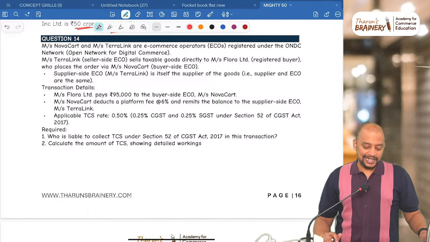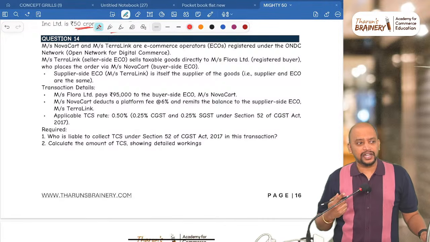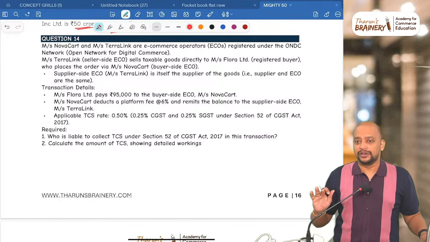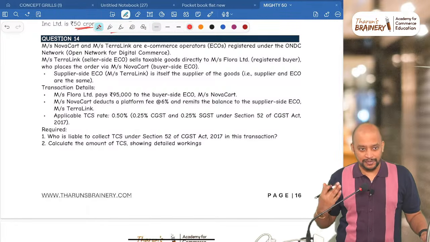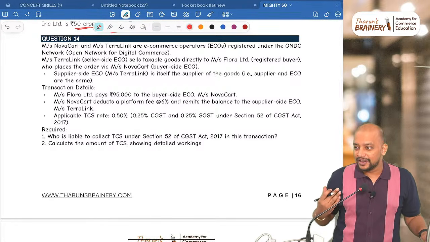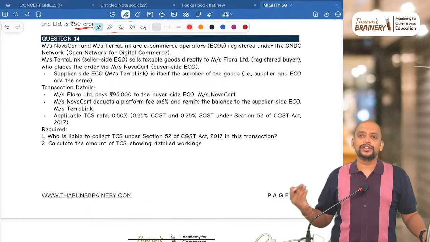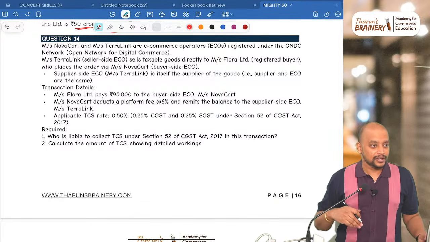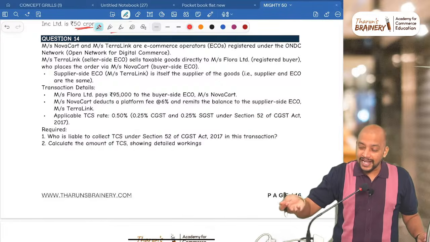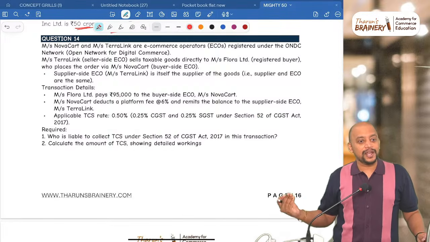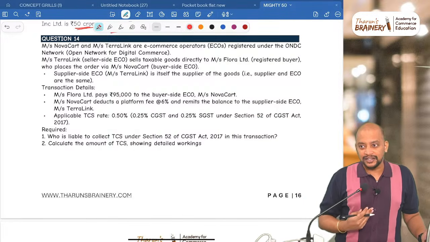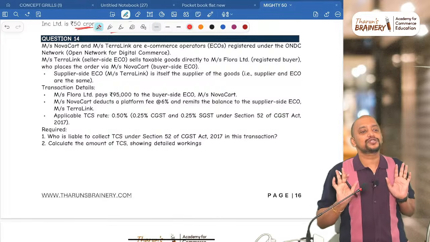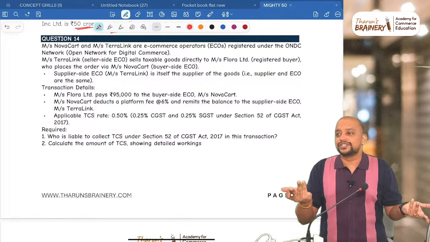Then question number 14. Novacart and TerraLink. And if I am not doing Mighty 50, they would have killed me by now. Do it, sir. Do it 3 months in advance, sir. For the May exam, do it now only, sir. Like that they are asking. For the May exam, when even the Jan exam itself has not happened. Because they want all the resources to be ready, but they will not use those resources.